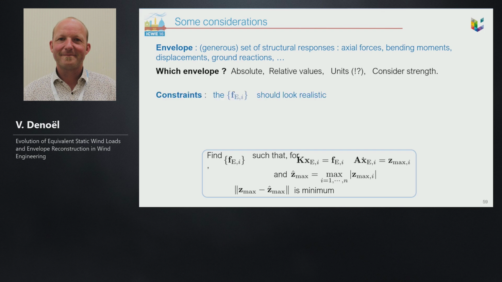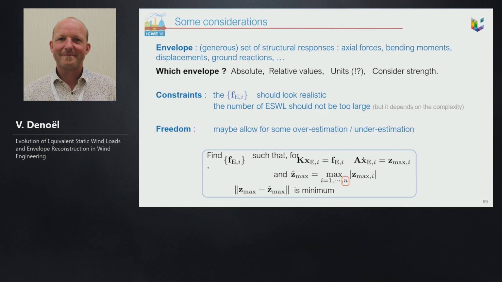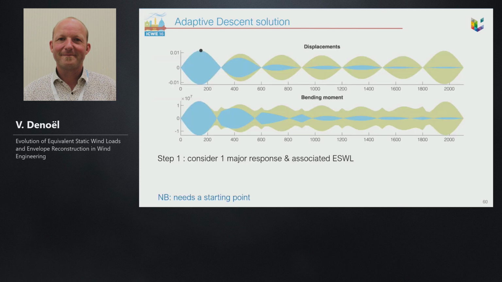Two constraints. I would like the equivalent forces to be realistic, so they should look smooth or realistic as wind loads, equivalent wind loads. And perhaps also the number of wind loads we want to use should not be too large. There is some freedom. I've discussed overestimation and underestimation already. So I will just again briefly touch the point, but not too much.